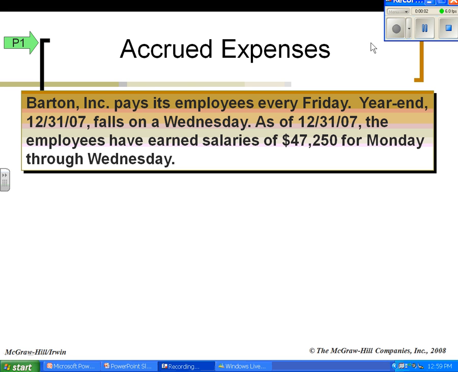Okay, this is part 5 of chapter 3. We were just finishing up on accrued expenses. We looked at accrued revenue. Now we're going to look at accrued expenses.